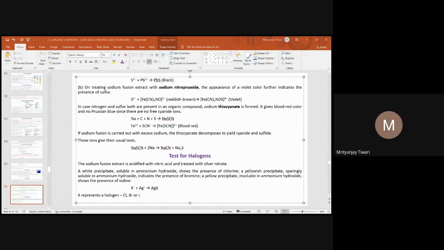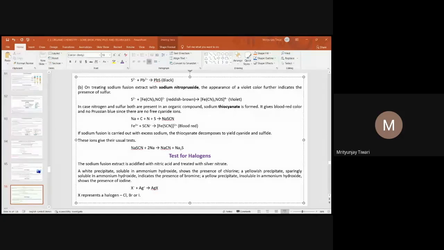And if the precipitate formed is yellow in color and is completely insoluble in ammonium hydroxide, it means that this compound contains an iodine atom, that is iodide, and sodium iodide is formed in the sodium fusion extract. So what we see is X minus reacts with Ag plus of silver nitrate to form AgX. This X represents a halogen: chlorine, bromine, or iodine. If it doesn't form any precipitate, it means this organic compound does not contain halogen atoms.